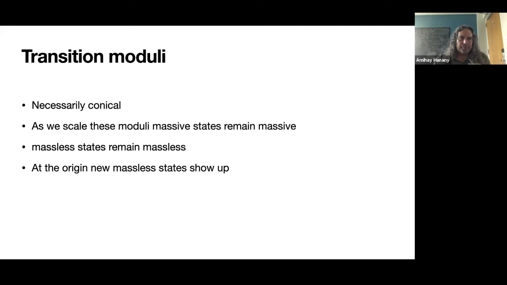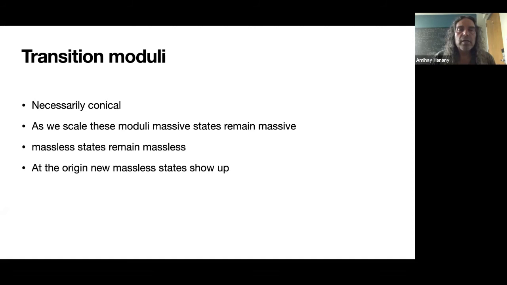The transition moduli, what I'm going to argue now is that they are necessarily conical. Why is that? It's because the way we formulated it, we don't mind what is the mass. We just care whether it's massive or not. So if I have a massive state and I do rescaling, then if it was massive before, it stays massive. And if it was massless before, it remains massless. And as a result, we get a conical structure. And so we would say that at the origin, at the place where the states become massless, that's where we transition to the new phase. Right? So the transition moduli are necessarily conical.